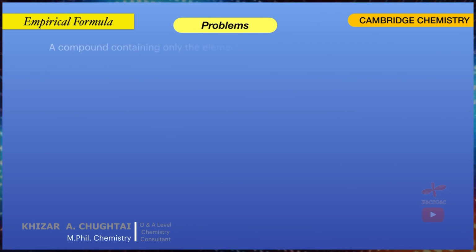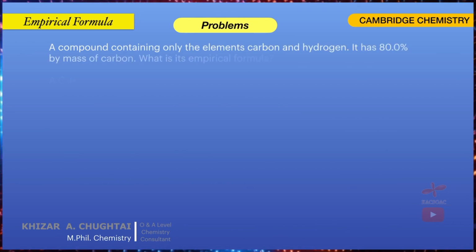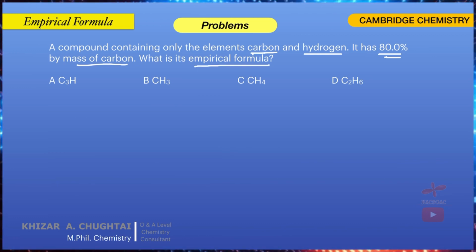Now come towards the different problems. Let's solve different questions regarding the empirical formula and the molecular formula. A compound contains only the elements carbon and hydrogen. It has 80% by mass of carbon. What is its empirical formula? It's quite simple. Carbon and hydrogen: the percentage of carbon is equal to 80%. Only two elements are in the compound, so obviously hydrogen will be equal to 20%.